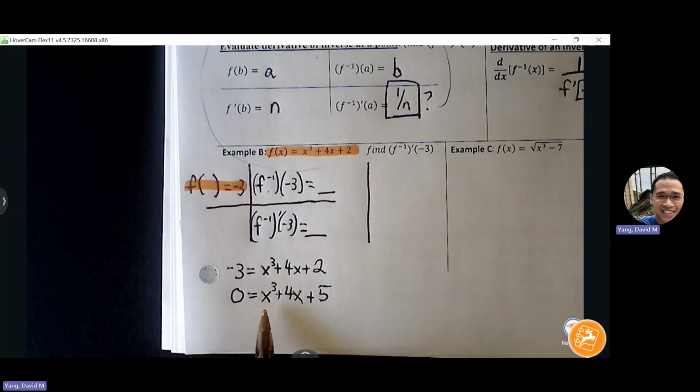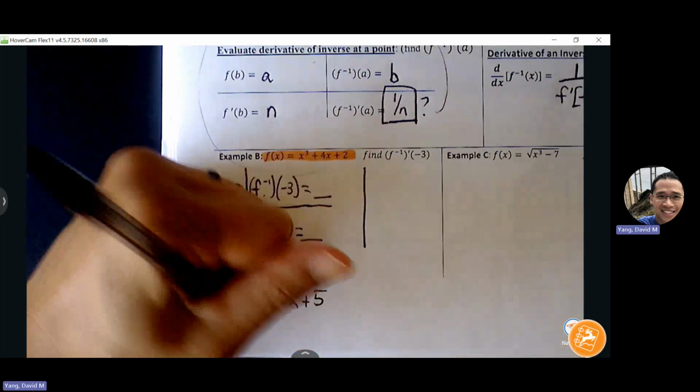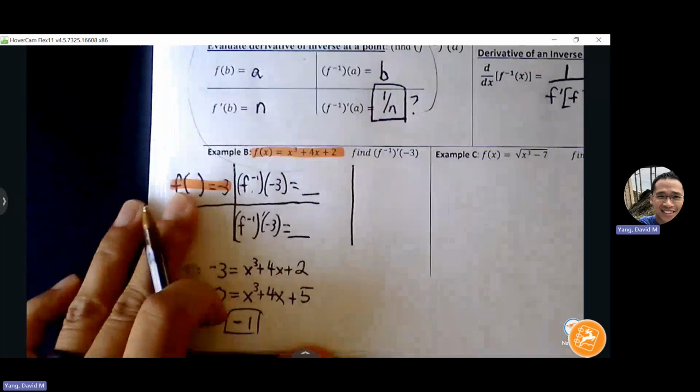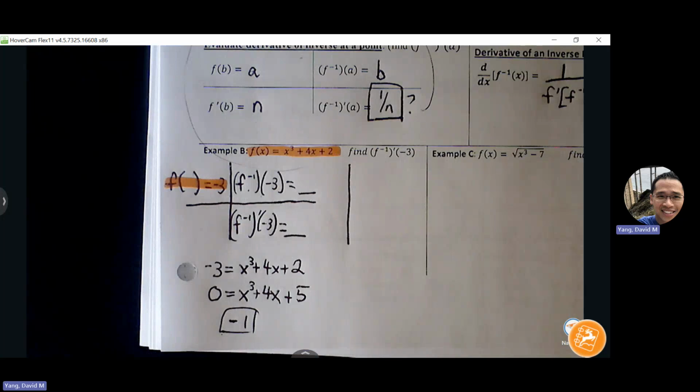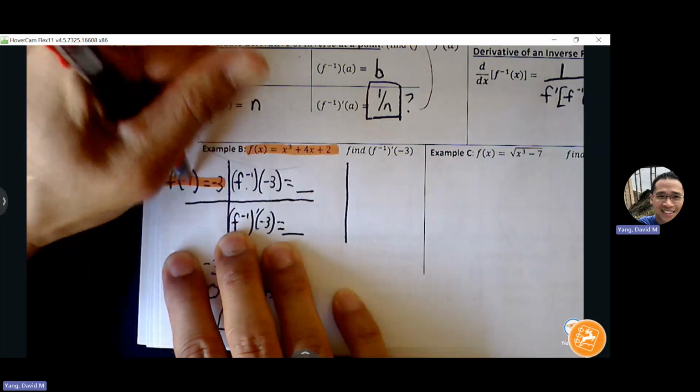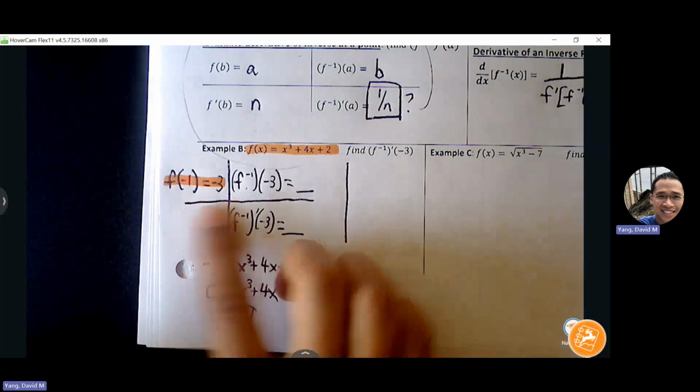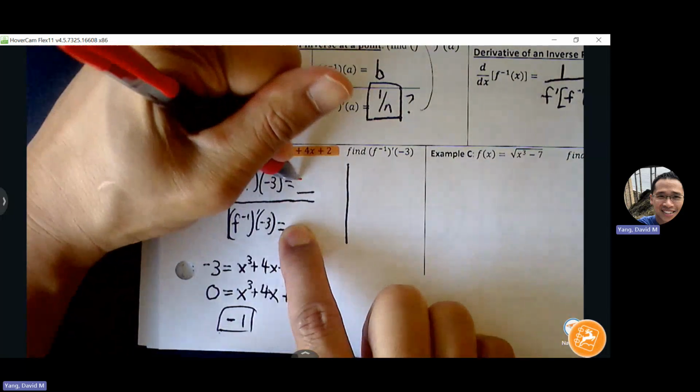So I like to start with 0, right? Is 0 going to work? No. 1 plus 4, that's too big, right? 2 is too big. Anything positive is going to be too big. What if I try the -1? -1 minus 4 plus 5 is 0. So even though I can't factor this, I can guess my way through, and this should be an easy number to find. So I know that my x value is -1. So I'm just going to put this in here. I know that my ordered pair is -1, -3 on my function side, which means that it must be -3, -1 on the inverse side.